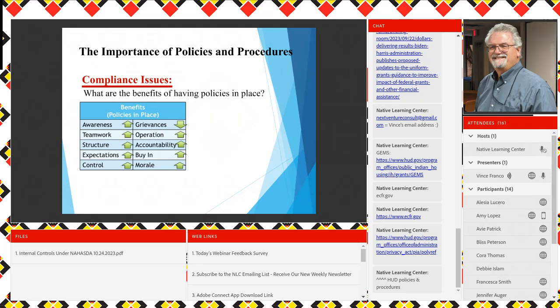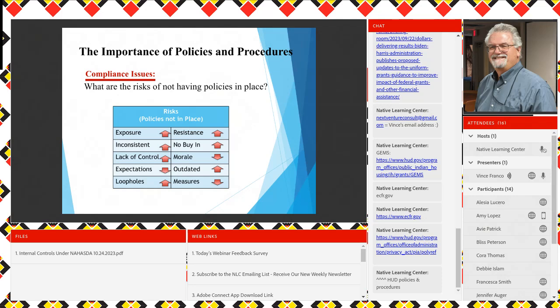All the up arrows show that compliance, policies and procedures, and internal controls have wonderful benefits. And also on the positive side, increases on all those things. It also mitigates or decreases exposure, inconsistency, expectations, resistance. So those are all good things too.